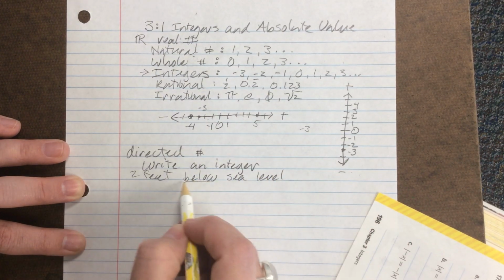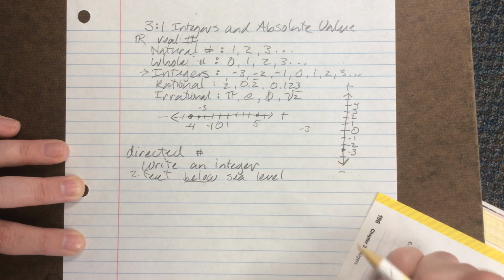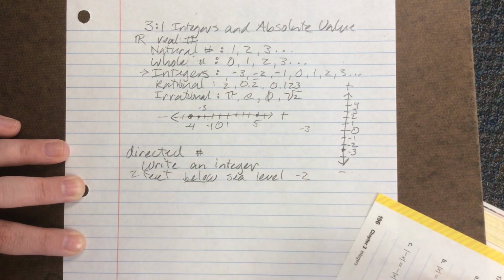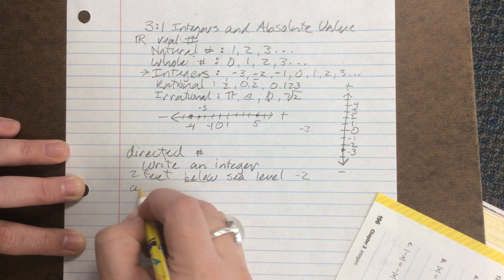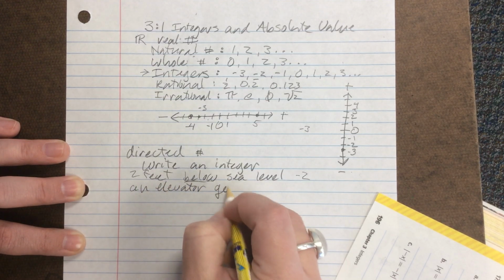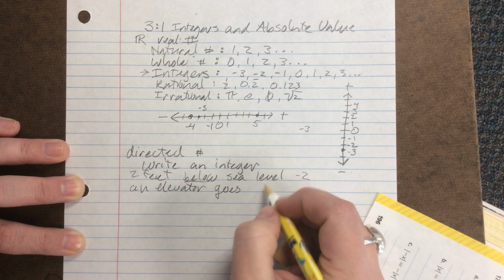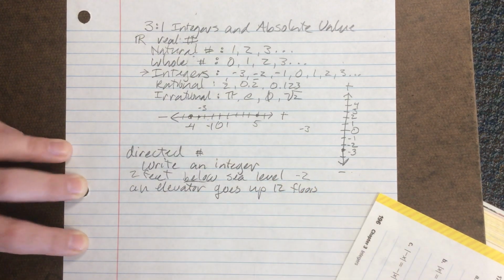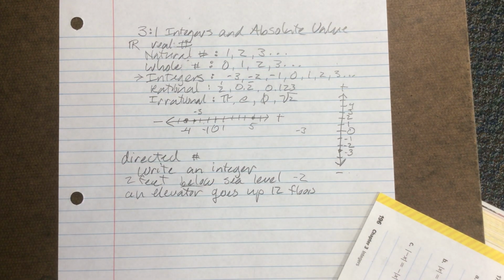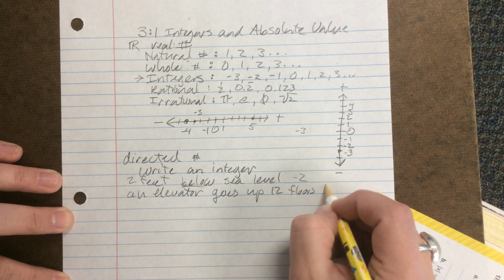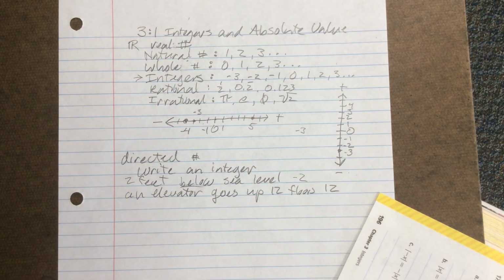Below is your cue word, and you can think about it here on the number line. If it's below, that means we're going to want a -2. Or we could have an elevator goes up 12 floors. Is that going to be a positive number or negative? Going up, again, makes us know that that's going to be a positive number.